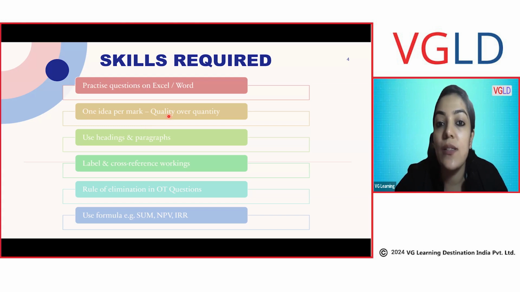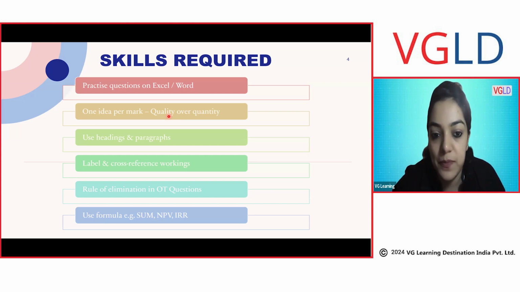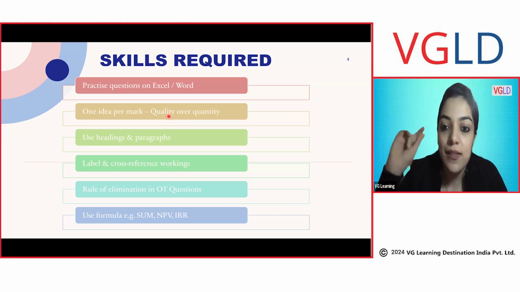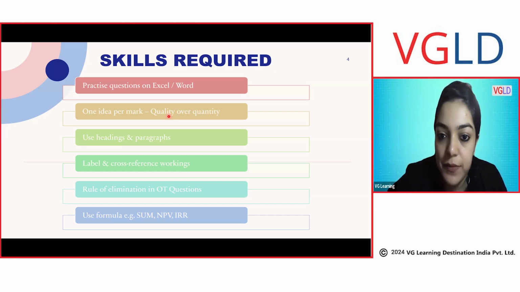Writing that just makes the examiner understand, okay, the student has covered this point in this paragraph, this point in this paragraph. And that becomes very eye-catchy, and it's easier for them to award marks to you. So use headings and paragraphs. And when I say paragraphs, it doesn't have to be long prose, simple 1 to 2 sentences per paragraph.